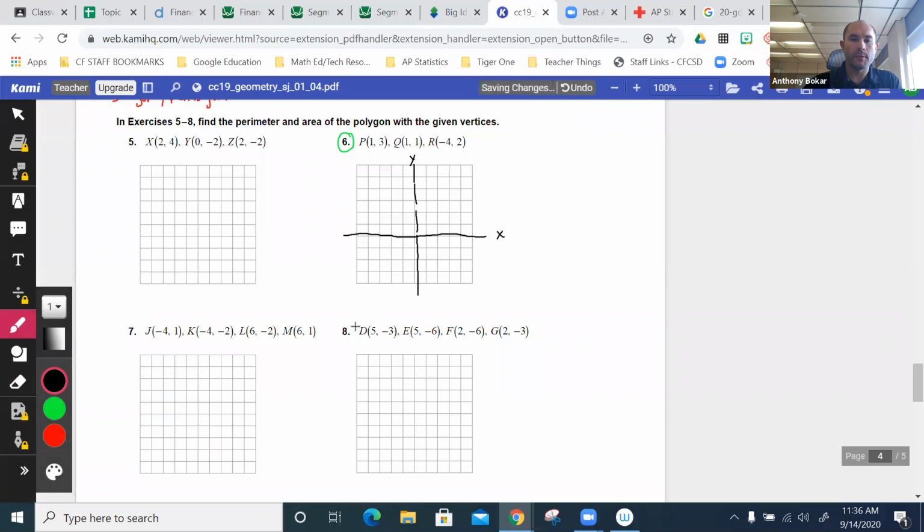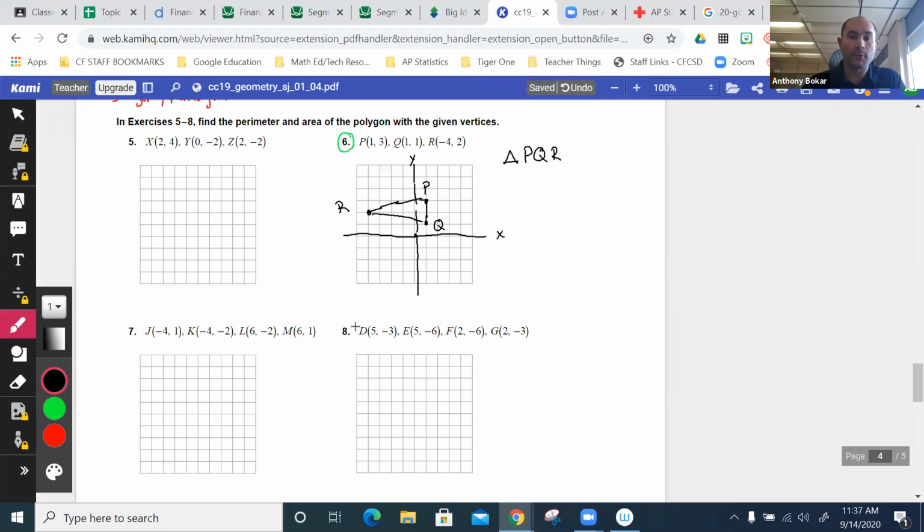So where's P? 1, 3. So this is 0, 0. So 1, 3 would be here. So that's P. Q is 1, 1. So 1, 1 is here. R is negative 4, 2. So negative 4 is 1, 2, 3, 4, and 1, 2. So over there, there's R. So we have just drawn, for a triangle we have a symbol, triangle PQR. So we've just made our triangle, right? And if I connect those, there is your triangle.